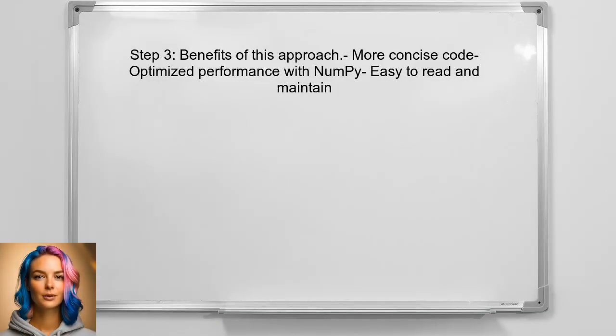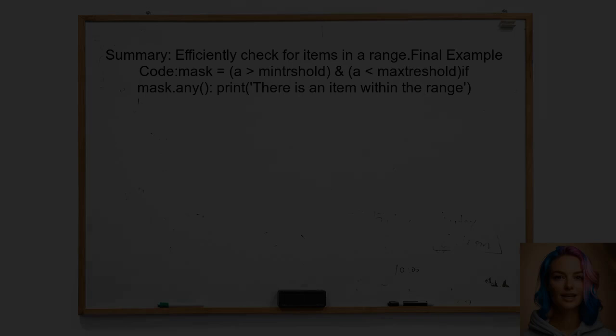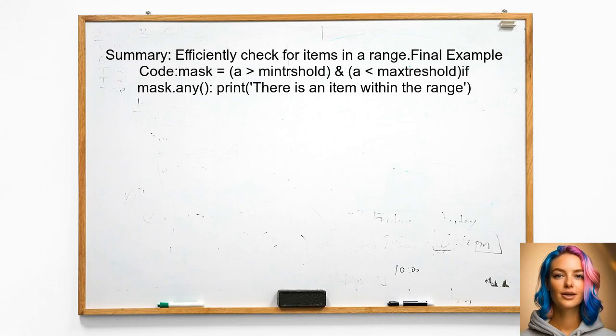This method is not only more concise, but also leverages NumPy's optimized performance for array operations. The user can now easily determine if there are any items in the specified range. In summary, the user can efficiently check for items within a range in a NumPy array by using Boolean indexing and the any function. This is a more Pythonic way to achieve the desired result.